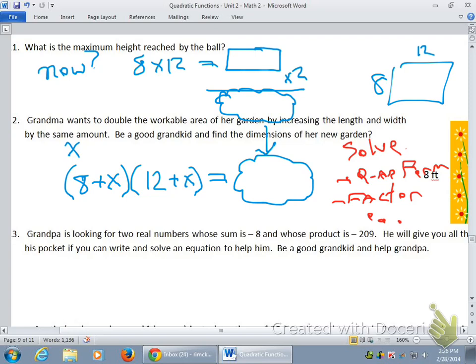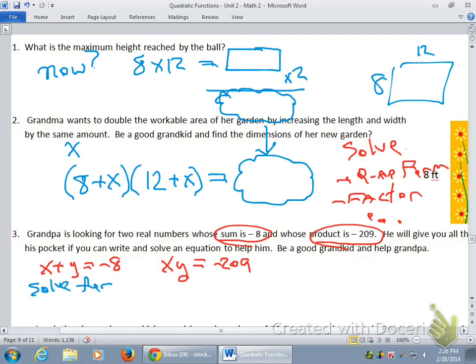So, this one is 2 real numbers whose sum is negative 8. That's going to be x plus y equals negative 8. And then whose product is negative 209. That's going to be x times y equals negative 209. Now, that's a system of equations. There's a lot of methods you could choose to solve a system, like graphing, but I think substitution works the best for us here. So what I would do, and we did an example like this together in your notes, but what I would do is I would solve this for x or y. It doesn't matter. I'll say solve for x. So when you solve this for x, you'll get something right here.